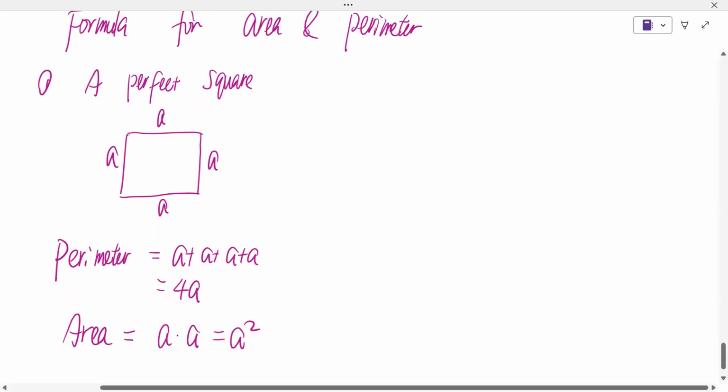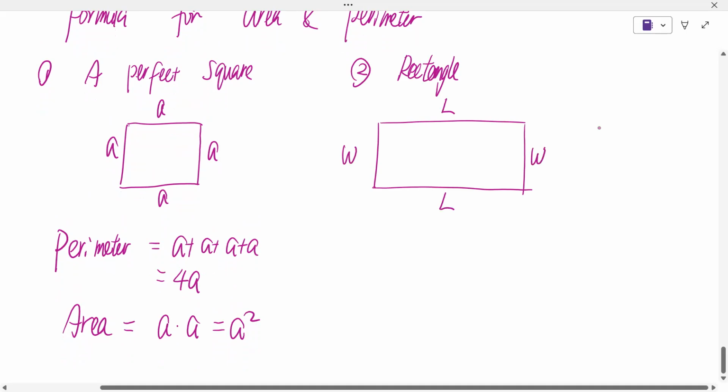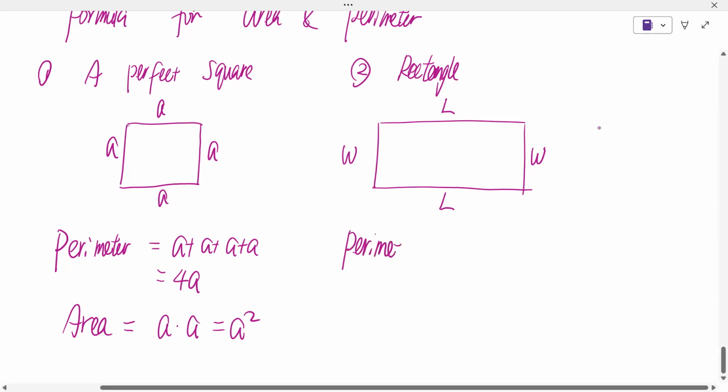So this is the first special shape, called the perfect square. The second one is the rectangle. A rectangle has a longer side and a shorter side. In a typical rectangle, we're assuming the longer side is L and the shorter side is W. In terms of perimeter, again, you add up all 4 sides. We get L plus W plus L plus W, going counterclockwise. Then you add up L and L, you get twice L, plus W and W, twice W.